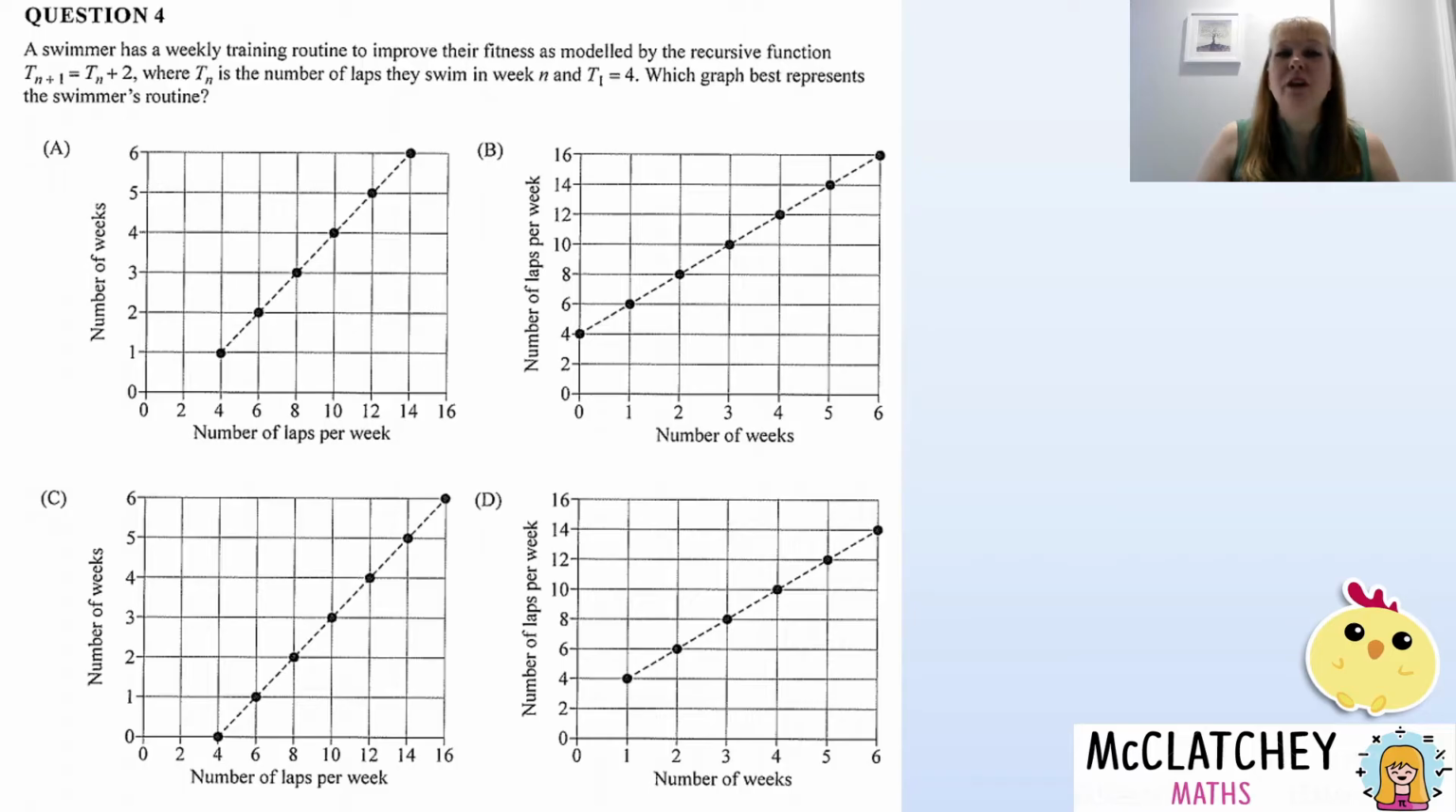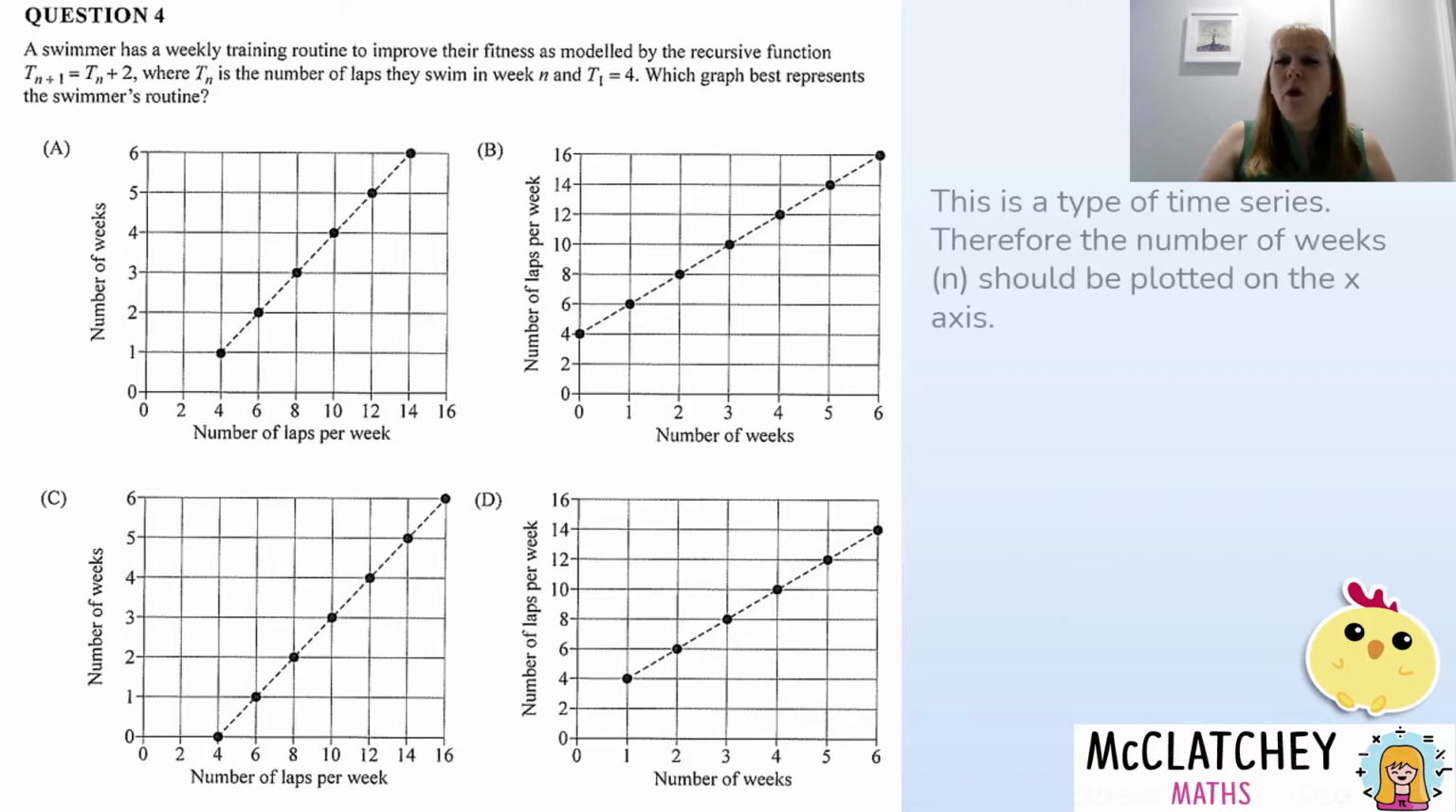A swimmer has a weekly training routine to improve their fitness as modelled by the recursive function Tn plus 1 equals Tn plus 2, where Tn is the number of laps they swim in week n and T1 equals 4. Which graph best represents the swimmer's routine? We can see we've got 4 graphs here. The first main difference you'll notice is that graph A and C have number of laps per week across the bottom, whereas B and D on the x-axis have number of weeks.